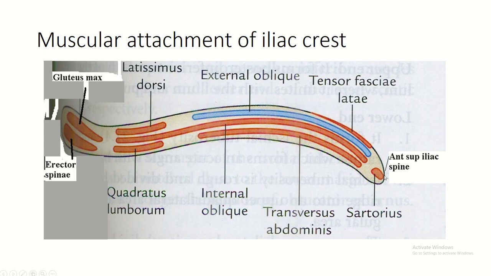Muscular attachment of the iliac crest: sartorius, and from outside to inside, tensor fasciae latae, external oblique abdominis, internal oblique abdominis, transversus abdominis, latissimus dorsi, quadratus lumborum, gluteus maximus, erector spinae.